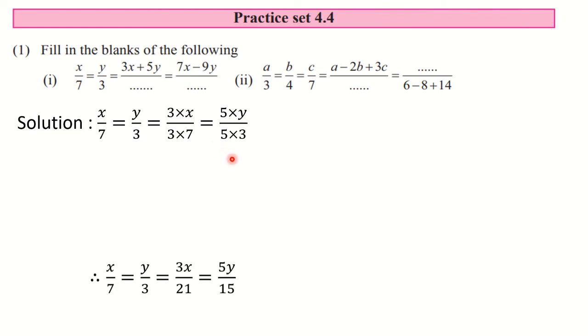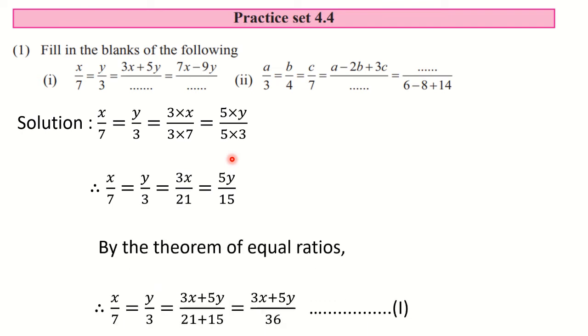Now if we apply the theorem on equal ratios here: x upon 7 is equal to y upon 3 is equal to 3x upon 21 is equal to 5y upon 15. And then we apply the theorem on equal ratios. That means these two numerators we are adding and denominators also we are adding. So these two are added and these two are added. These are the original ratios which are going to remain the same. So 21 plus 15, the answer is 36. This way we have found the answer of the first one.